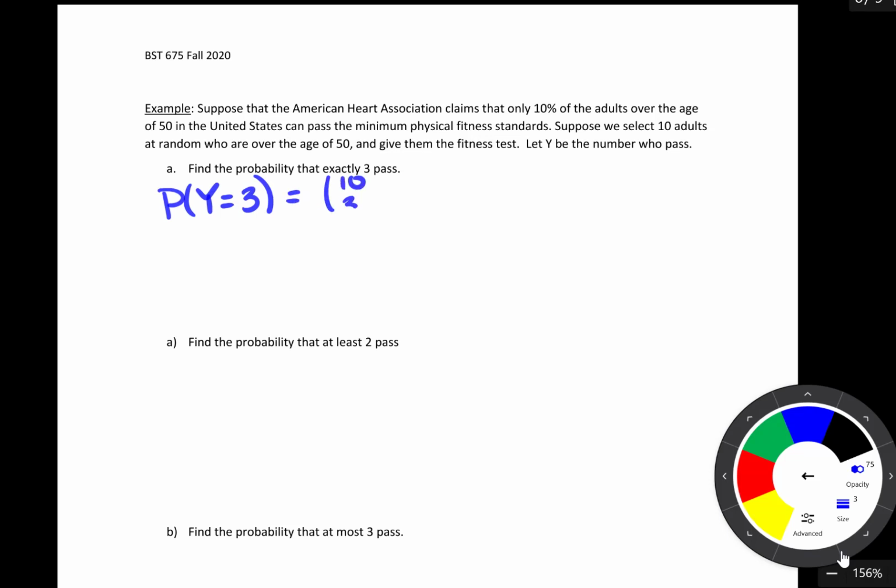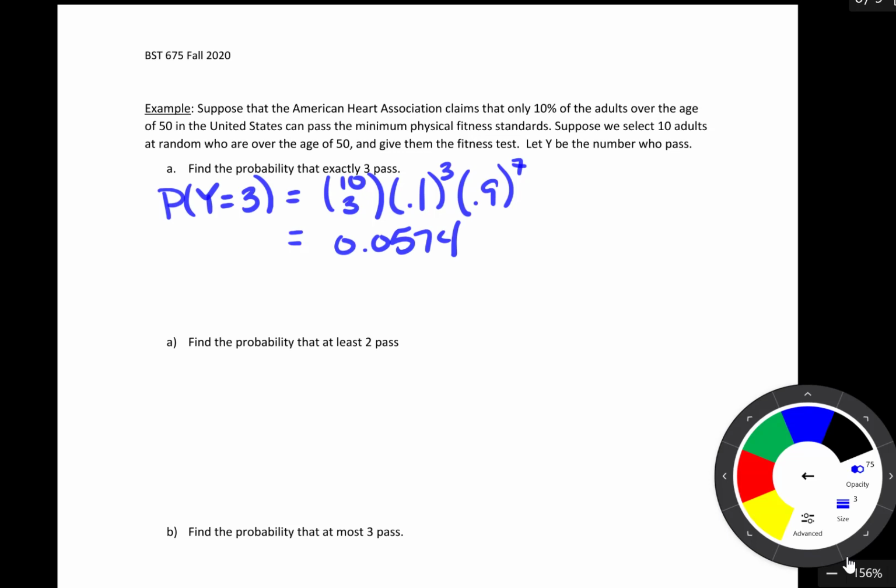Using our formula from before, we need to figure out the different ways that we could. Next, we need to account for the fact that there were 3 who passed, and we know the probability of passing is equal to 0.1, so we take that to the third power. So then that means that 7 did not pass, and the probability of failing is 0.9. And you could put this in your calculator, and you would find this is equal to 0.0574.